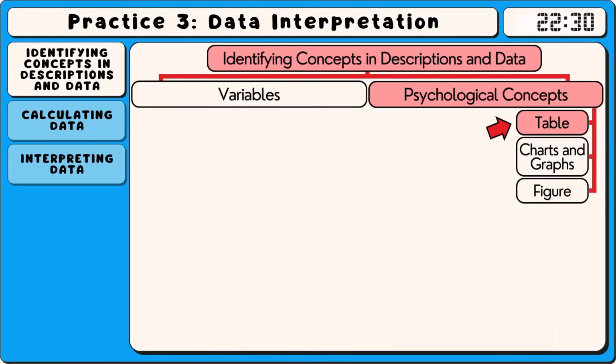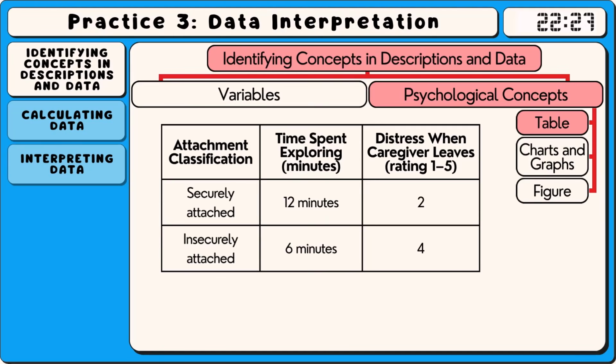We'll start with tables. Here's an example of a table that contains a psychological concept. It compares infants classified as securely attached and insecurely attached on 2 categories: time spent exploring and distress when caregiver leaves. It shows that securely attached infants spent 12 minutes exploring, while insecurely attached infants spent 6 minutes exploring. It also shows that securely attached infants scored a 2 out of 5 in a distress scale when their caregiver left the room, while insecurely attached infants scored 4 out of 5.